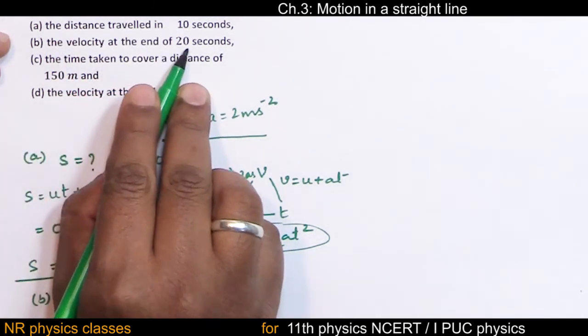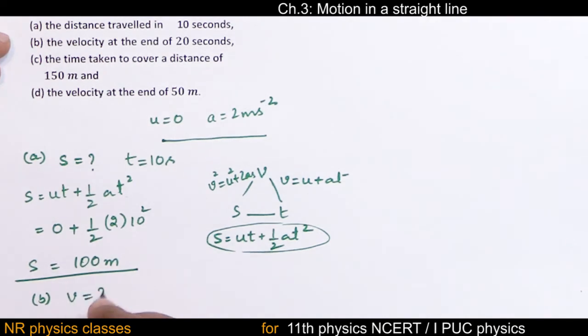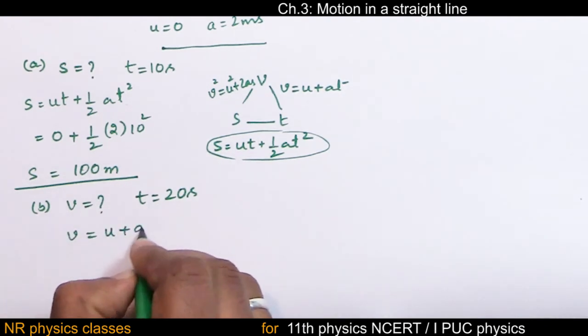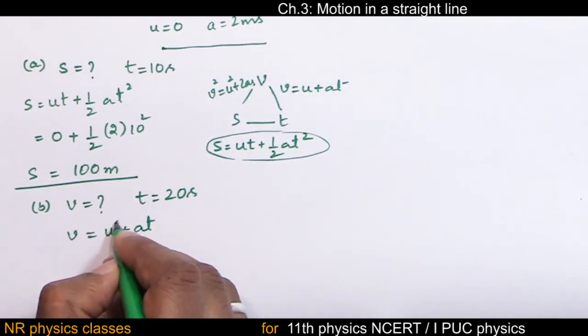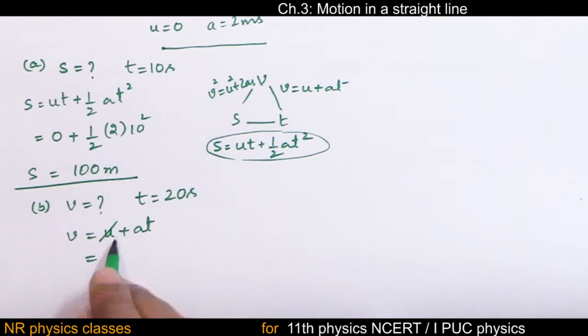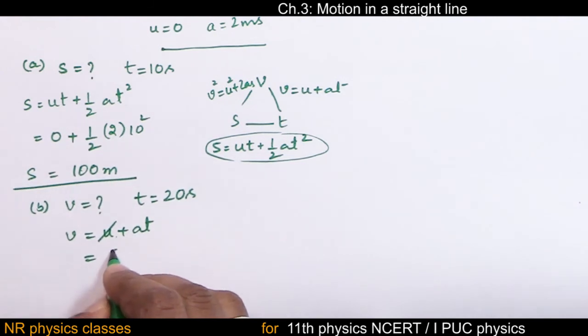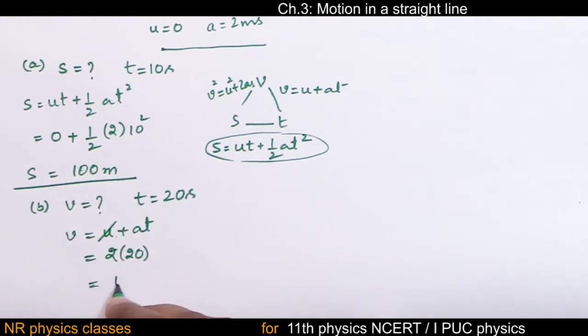B. Velocity at the end of 20 seconds. V in time T, 20 second. Vt: V equals u plus at. Initial velocity is 0, it is mentioned. Acceleration is 2. Time is 20. Equal to 40 meter per second.